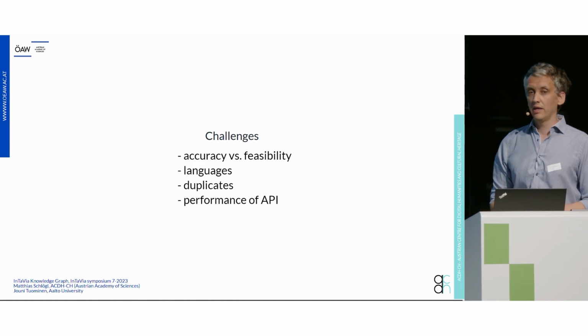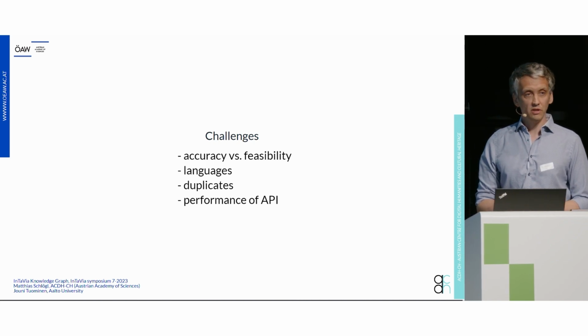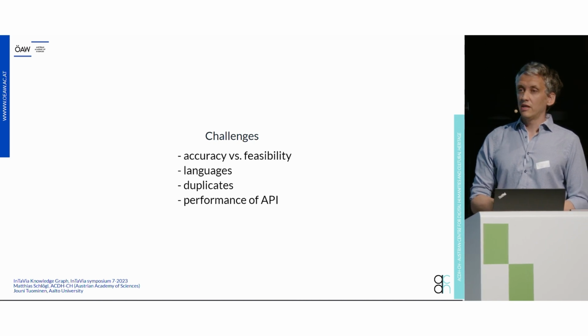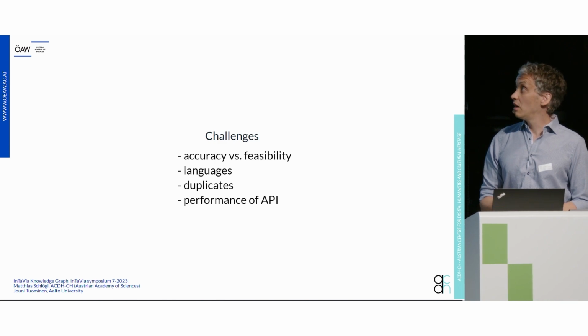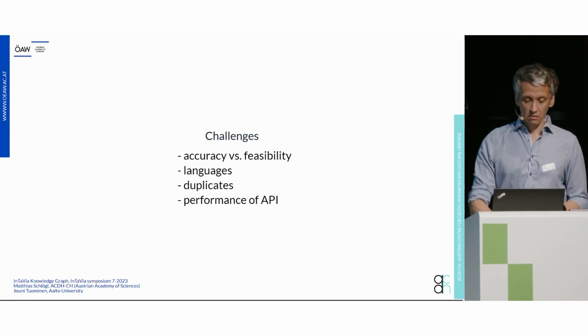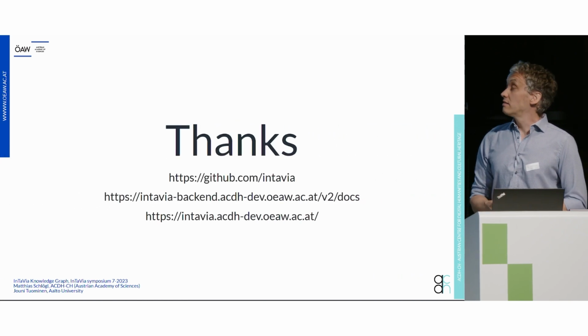And then there's the performance problem with the API. SPARQL endpoints are not known to be extremely fast because there are a lot of very complex queries possible. So we need to introduce caching, for example, to make it faster, but there are still problems with that.